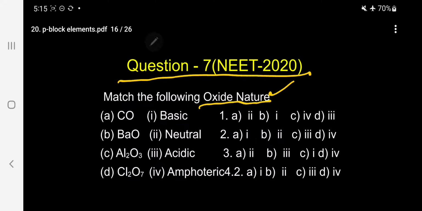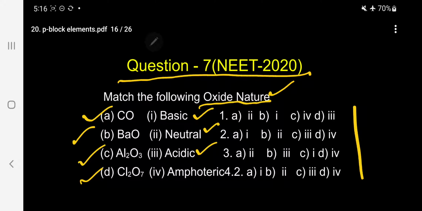So what is the way? Just see: A, CO, is given as 1 basic. B, barium oxide, is given as 2 neutral. C, Al2O3, is 3 acidic. And D, Cl2O7, is 4 amphoteric. So from your knowledge, the options are given here.